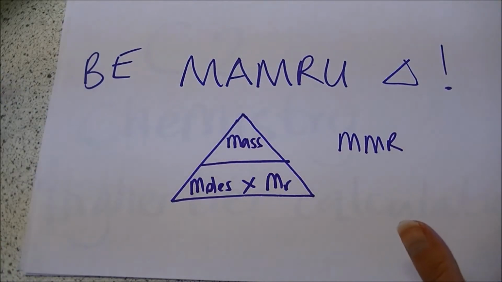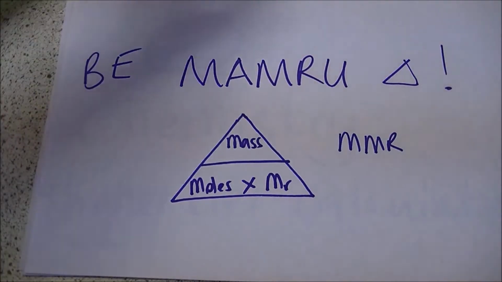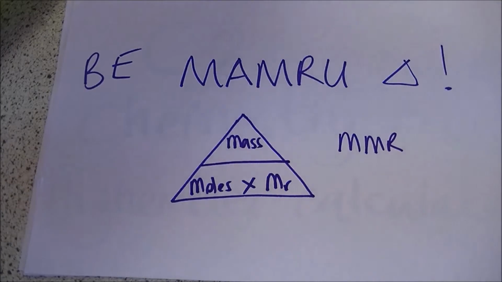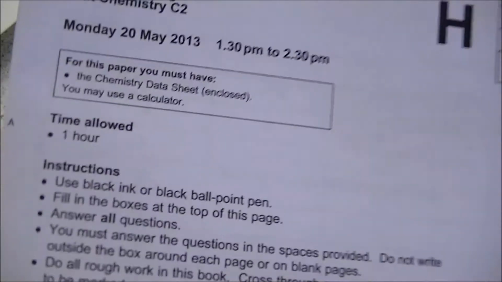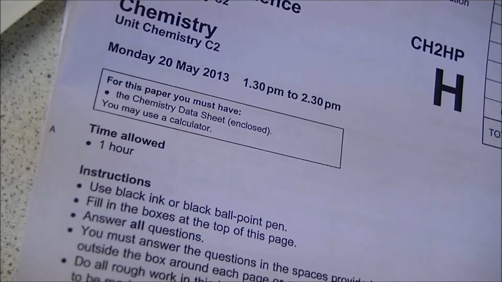So if you want to work along with me and you want to be able to see the question more clearly, first of all, you're going to need the exam paper from 2013. Okay, so you're going to need the C2 higher paper from May 2013. Okay, you can download that from the AQA website or by finding it on Google.